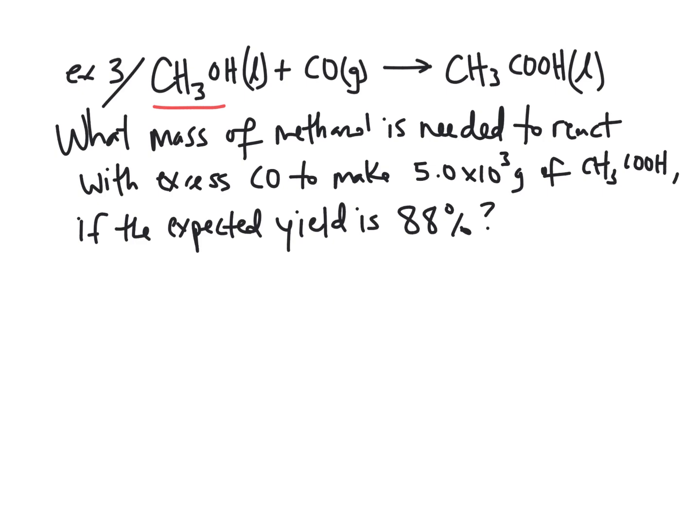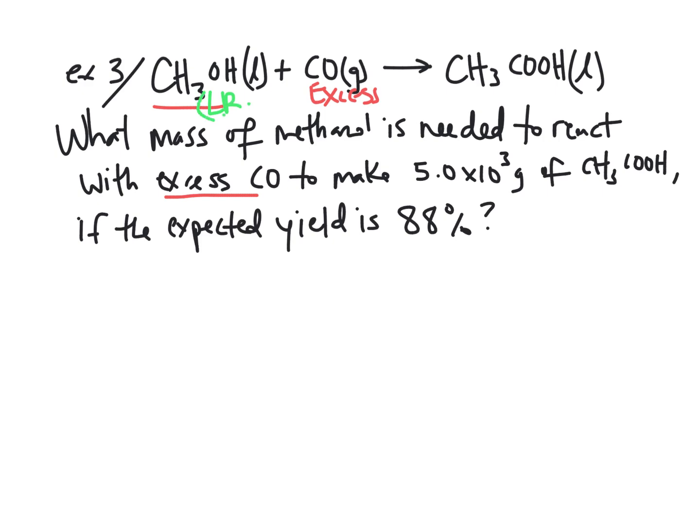Okay, so what mass of methanol is needed to react with excess carbon monoxide to make 5.0 times 10 to the 3 grams of ethanoic acid if the expected yield is 88%? Okay, so let's write down what we do know. First of all, we know in this reaction that we have excess carbon monoxide, and more importantly, that means that the methanol over here is going to be the limiting reagent.